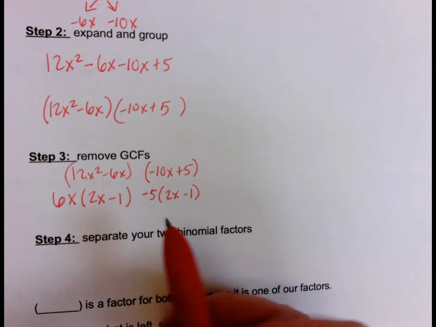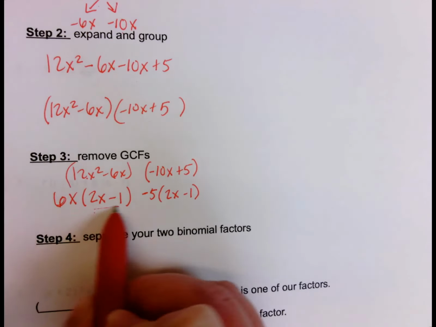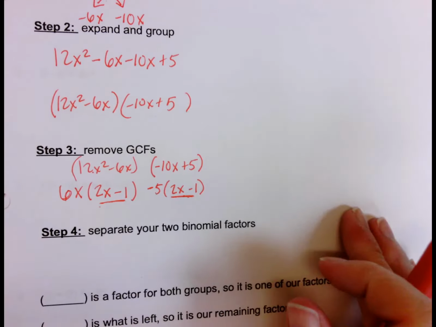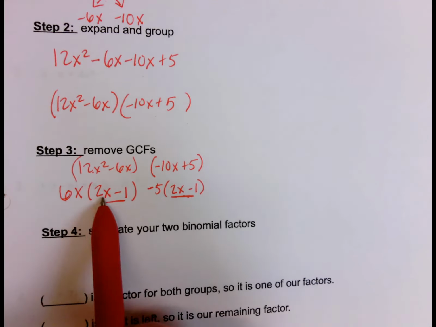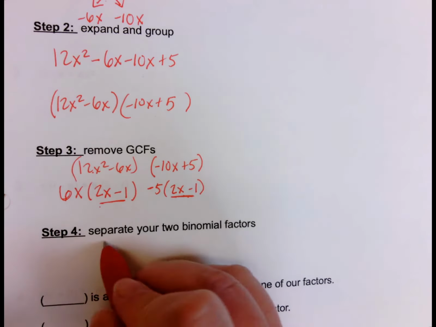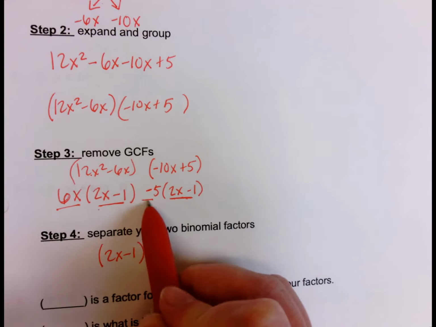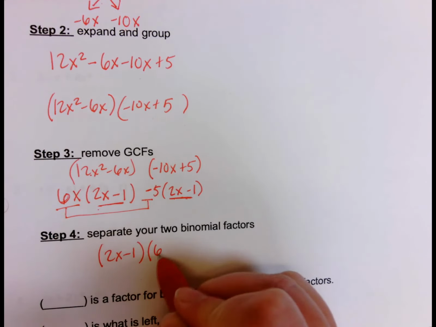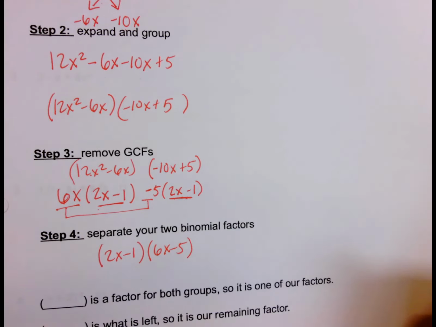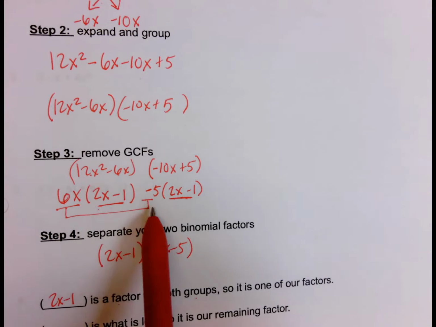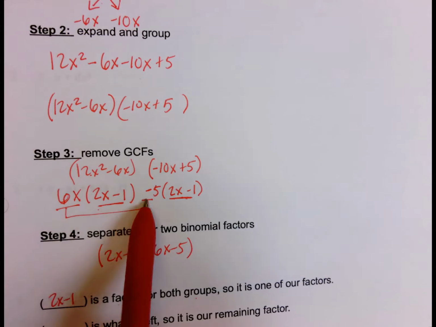All right, so here's what we've done. 2x minus 1 and 2x minus 1, all right, should match. When you do this and you've done it correctly, what you should have are, in the parentheses, two factors that match. That's going to be our first factor, okay? The leftovers are going to be a second factor. So what we had was a factor for both groups. That's 2x minus 1. And the second factor are the leftovers, 6x and negative 5.